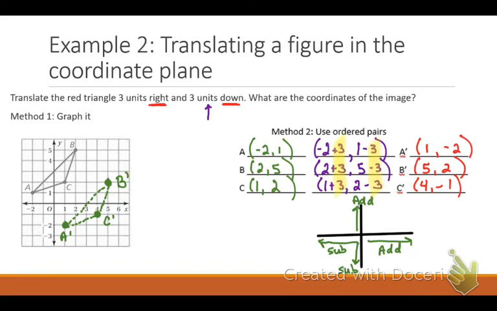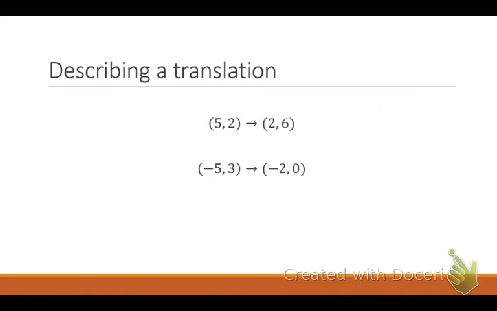All right? I'm going to go over one more thing, and then we're going to jump to big ideas, okay, for a few minutes for some practice. So to describe a translation, now you have the point and the image. You have 2 problems on your homework tonight like this. You have the point and the image. You have to decide how many units your x value moved to get from a 5 to a 2, and if that's moving left or right.